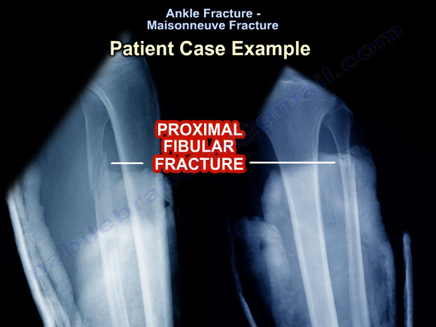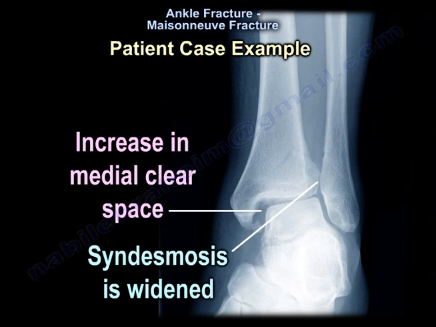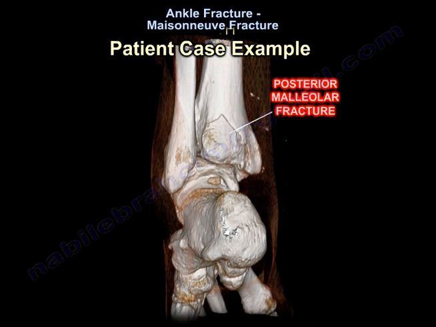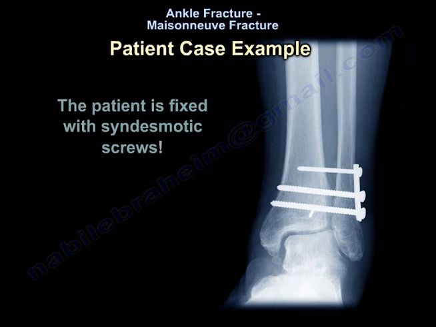Here is a patient case example, a proximal fibular fracture, and you can see increase in the medial clear space, and you can see the syndesmosis is widened. You can see the posterior malleolar fracture. The patient is fixed with syndesmotic screws.